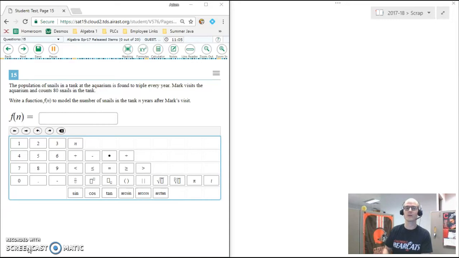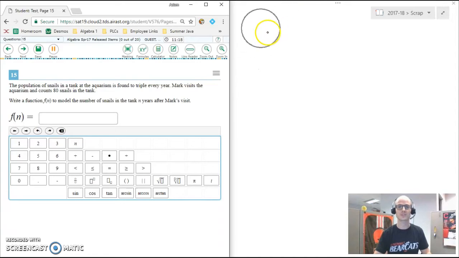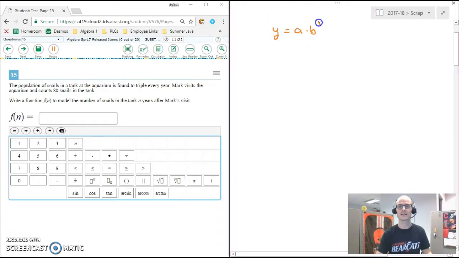So there is one key word here that tells you this is an exponential function, and it is this key word triple. When you hear words like double, triple, quadruple, that light bulb should go off for exponential function. So we're just going to start quick with the general form of an exponential function. And if you remember that, it is y equals a times b to the x, where a is your initial population, and b is your growth factor.